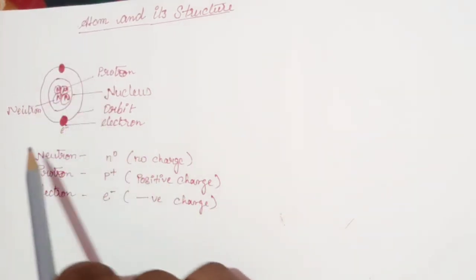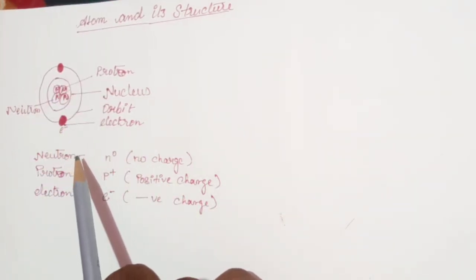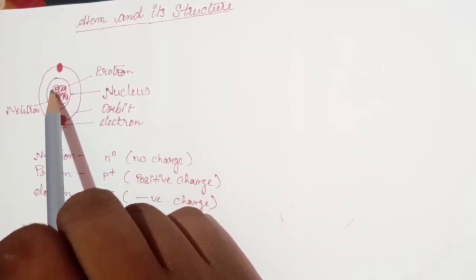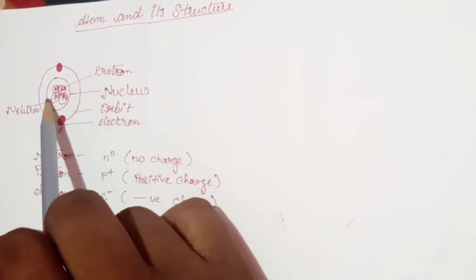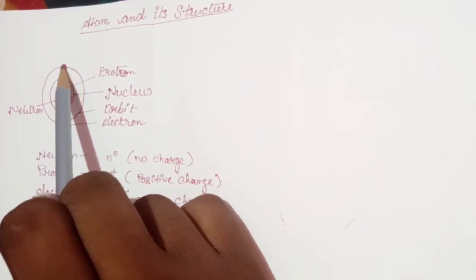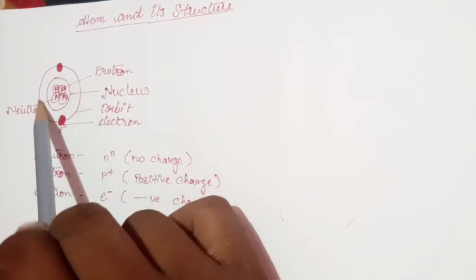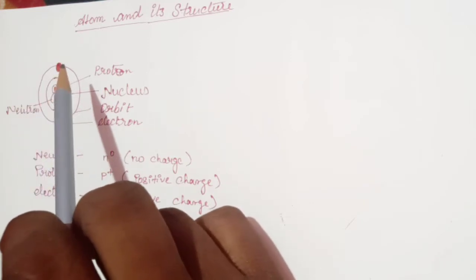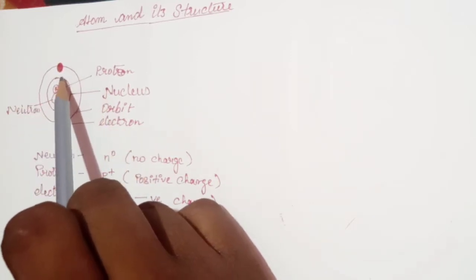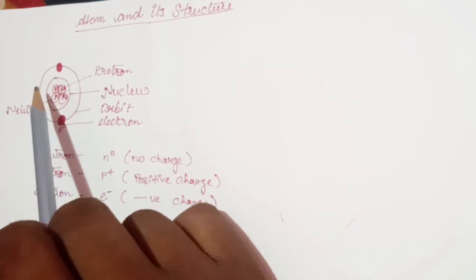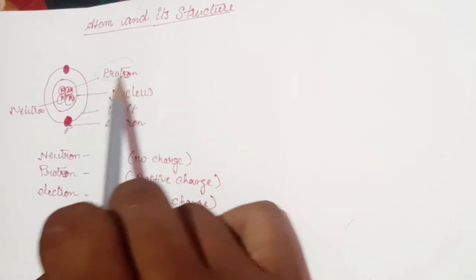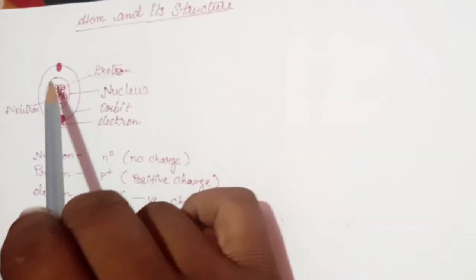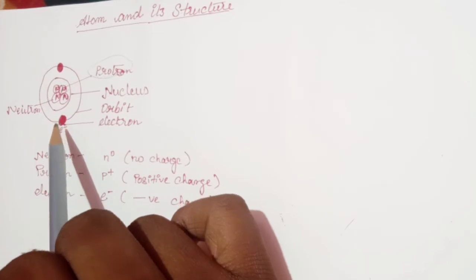With the help of this diagram, we'll understand what an atom is. In the center is a nucleus, which consists of two particles, the proton and the neutron, and it has an outer orbit in which the electrons revolve around. Once again, an atom has a nucleus in the center consisting of the proton and the neutron, and on the outside it has an orbit for the electrons.